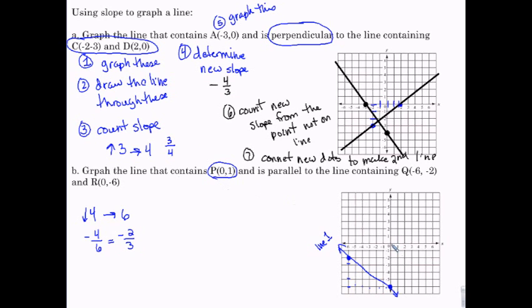The point I want is here, so 0, 1. And I want parallel. So my new slope is the same, because it's parallel. So it's the same slope. So I'll go down 2, 1, 2, and over 3, 1, 2, 3. And then I can connect the dots. No, I can't. If I don't even hit the dots, I can't connect the dots. But you get the idea. Now I've drawn my second line parallel to the first.